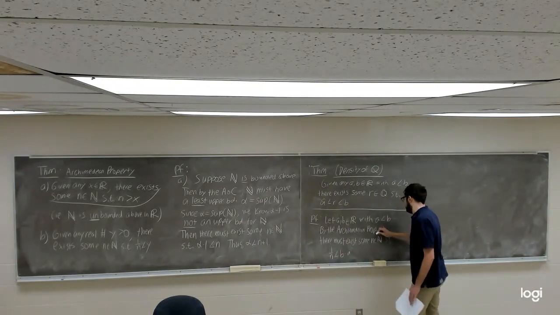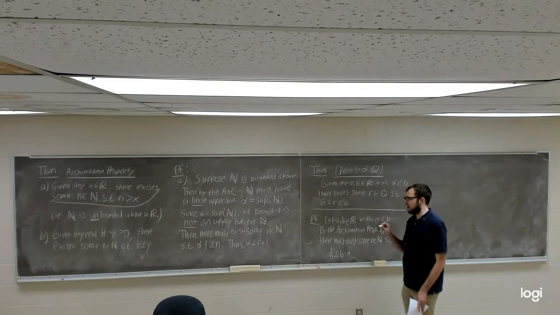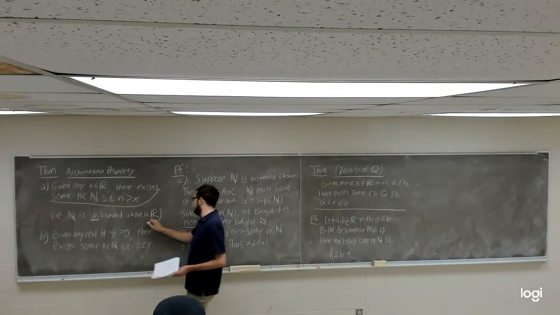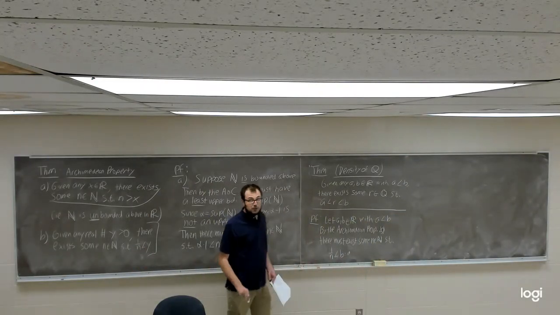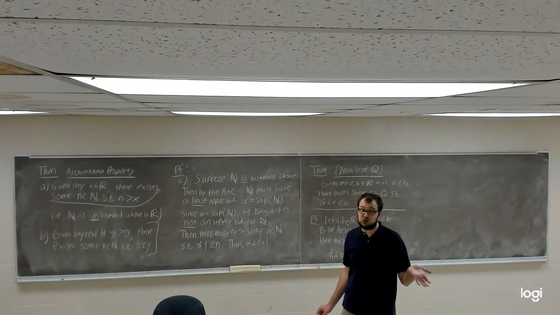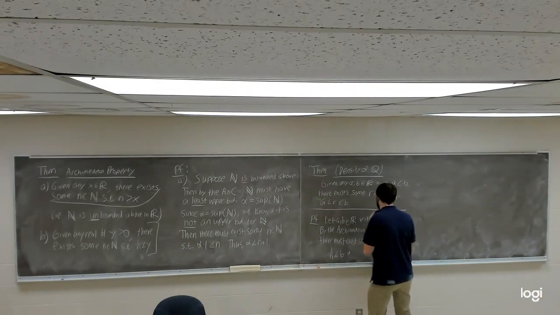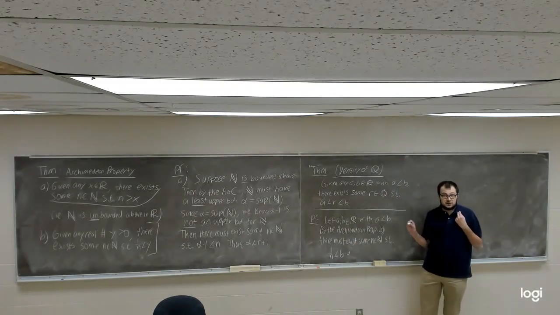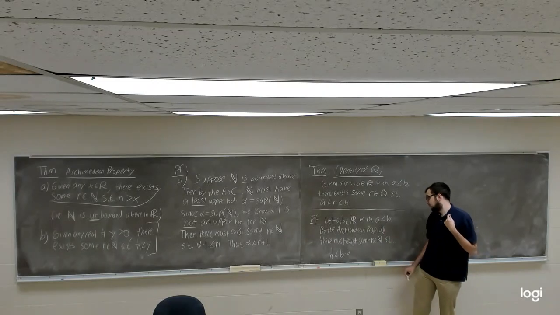Oh, wait, sorry. We're using part B of the Archimedean property, this one, that says, given any positive real number, and if a and b are any two real numbers where a is less than b, b minus a is always going to be positive, because it's just the difference between the two.